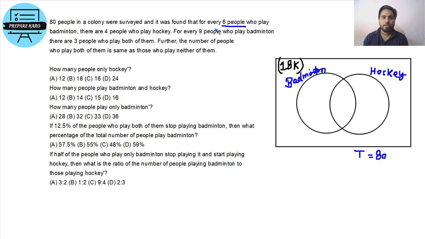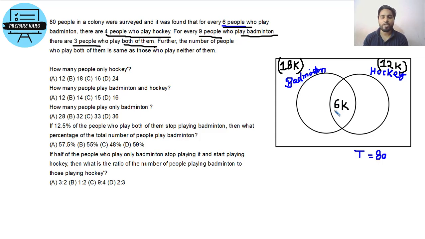See now, for every 6 people who play badminton, there are 4 people who play hockey. Means if badminton is 6, hockey is 4. If badminton is 6 into 3, 18, hockey is 4 into 3, 12. So now this will be 12k. Easy. Next, for every 9 people who play badminton, there are 3 people who play both. For every 9 badminton, there are 3 for both. 9 into 2, 18, 3 into 2, 6. So both will be 6k. And now after this story is very easy.